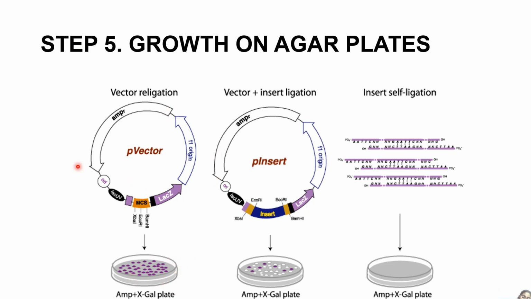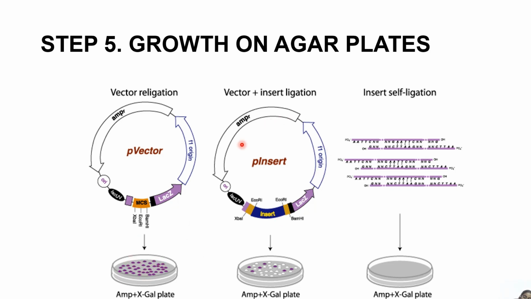And this is our vector. This is our multiple cloning site and our lacZ gene. If you see, the insert is not here, so everything is fine and the lacZ gene is functional. So it gives rise to a beta-galactosidase, which converts X-gal to blue colonies. So you see, it's all blue.